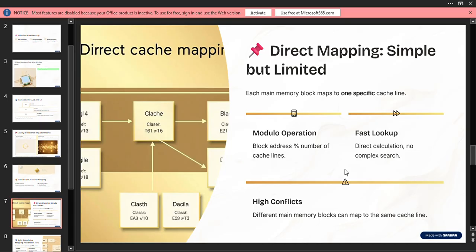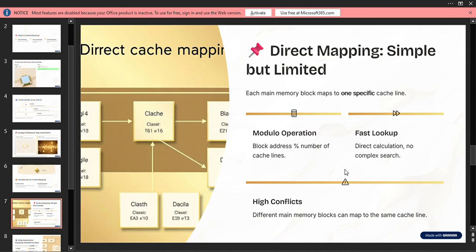Now we are moving to direct mapping. Direct mapping is simple but limited. Each main memory block maps to one specific cache line, as it is on the slides. This uses a modulo operation: block address modulo number of cache lines. Direct calculation, no complex search. High conflict here: different main memory blocks can map to the same cache line.